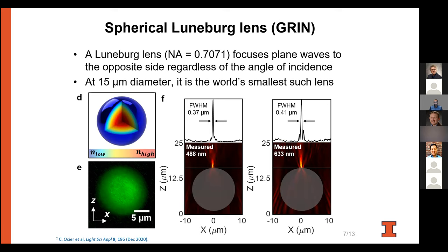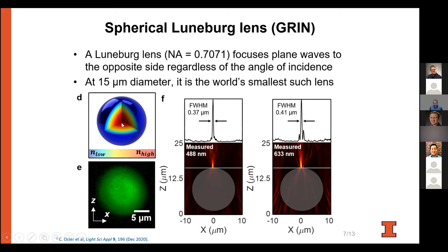A Luneburg lens is a special type of lens such that if I have an incident plane wave, it creates a focus exactly on the opposite side. And it doesn't matter the direction of incidence, the focus is exactly on the opposite side. We also can create these, so these structures are very high numerical aperture. So it's 0.5 or 0.7 numerical aperture for the Luneburg lens. So these devices are very useful for omnidirectional light collection.